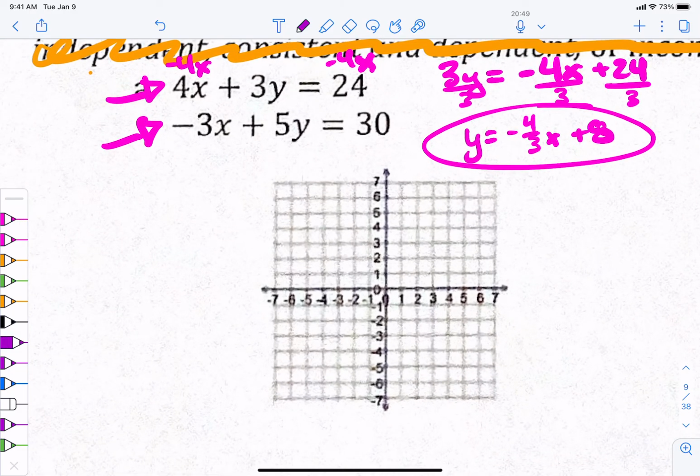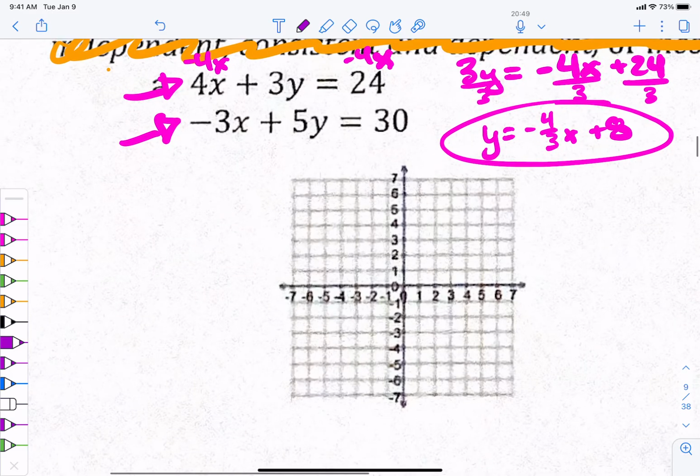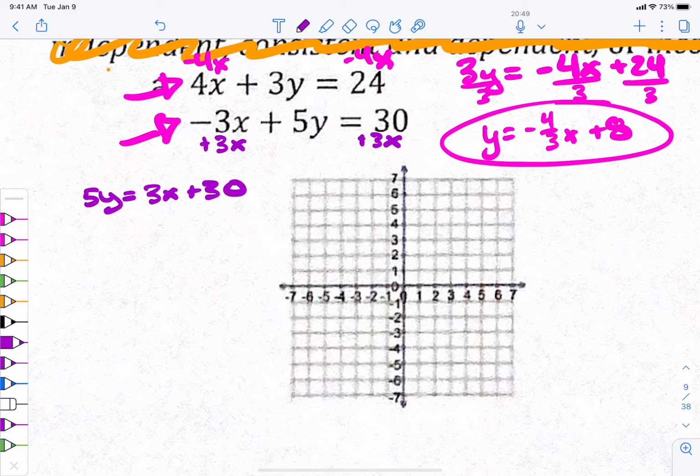Okay, next. Let's add 3x. So 5y equals 3x plus 30. And divide by 5. y equals 3 over 5x plus 6.